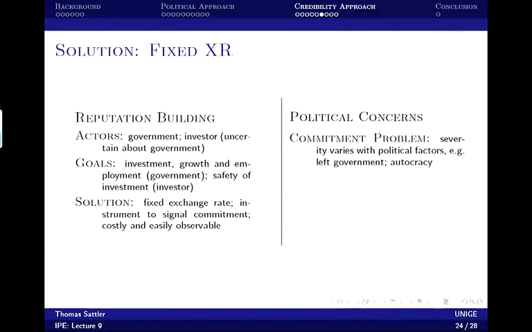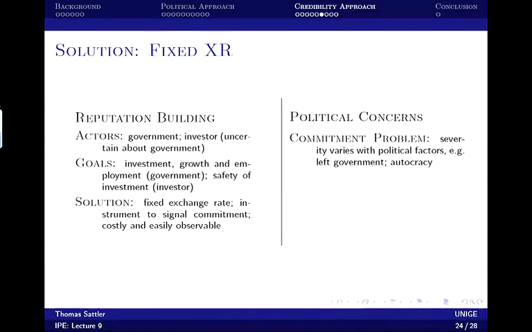Well, the left government has a greater credibility problem than the right government. Especially think about Latin America, where you have more populist governments. The left government has a greater credibility problem, so the benefit of a fixed exchange rate could potentially be greater for the left government.